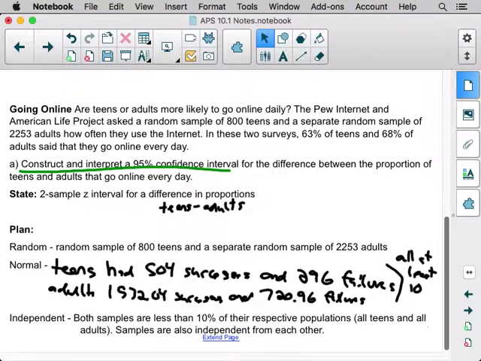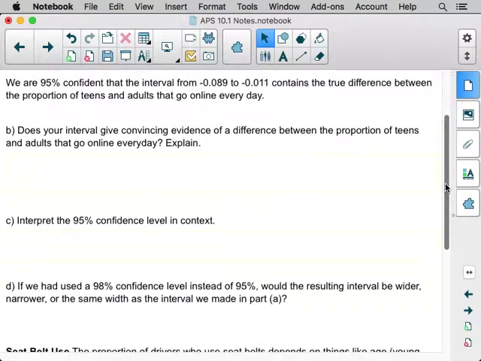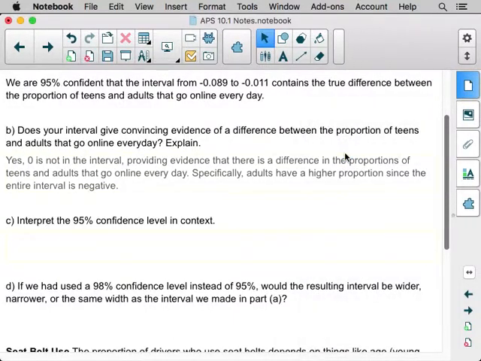So given that this is our interval, does it give evidence that there's a difference? I think so. Is 0 in here? No, it's not. So if 0 isn't there, that does mean we believe there's a difference, right? Whenever 0 is not included, it means that we do believe that there's a difference.